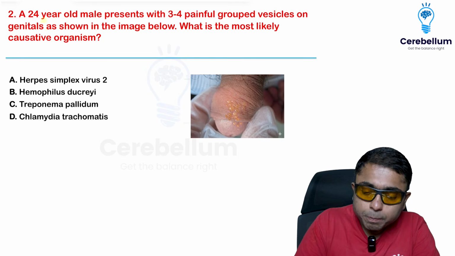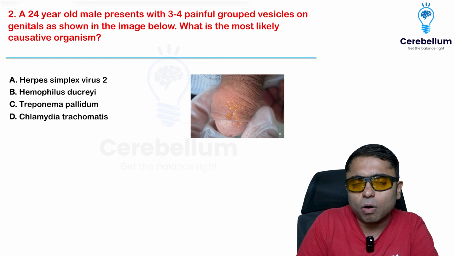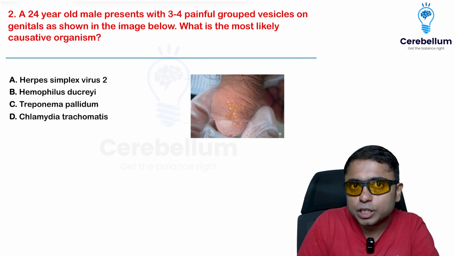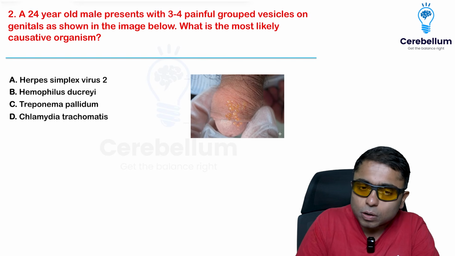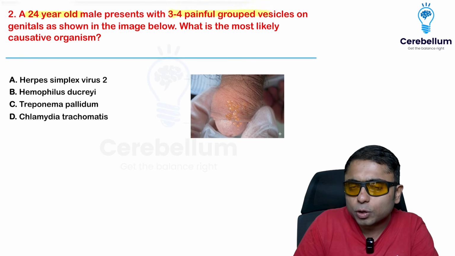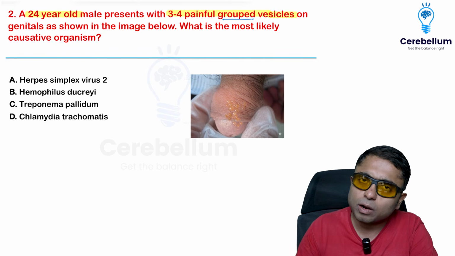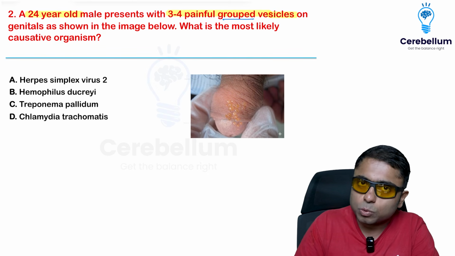This is a very important topic, which we can say sexually transmitted disorders, which is almost asked in each and every examination. And in INI-CET also this was asked. A 24-year-old male coming with 3 to 4 painful grouped vesicles. This term is very important, that is, there are grouped vesicles which are present over the genitals. And also an image was given. What is the most likely organism?